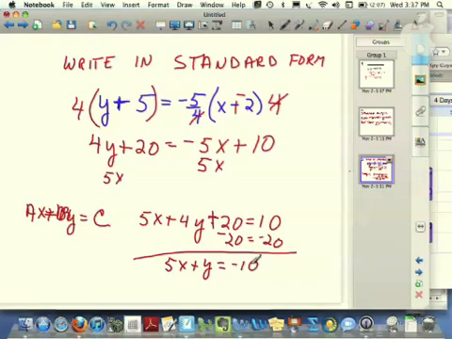Notice 5 and 1, which is in front of y, are not fractions. 5 is a positive number, so it is in standard form. I've changed from point-slope form to standard form.